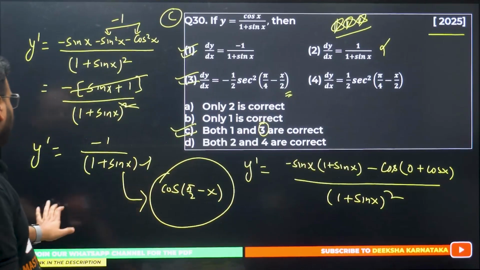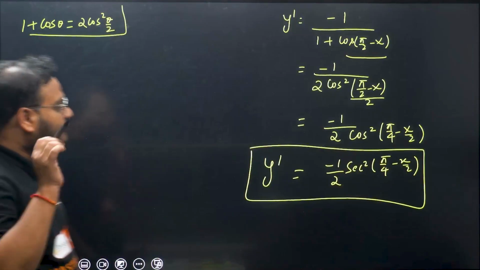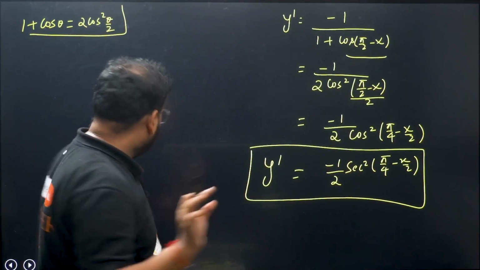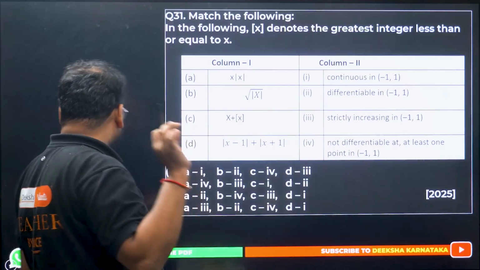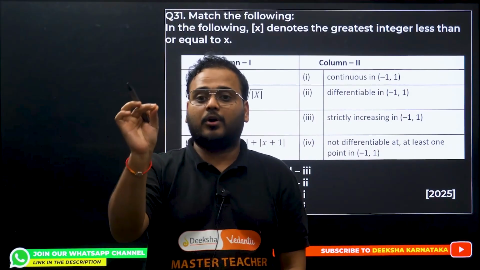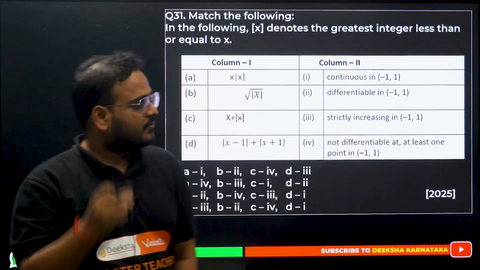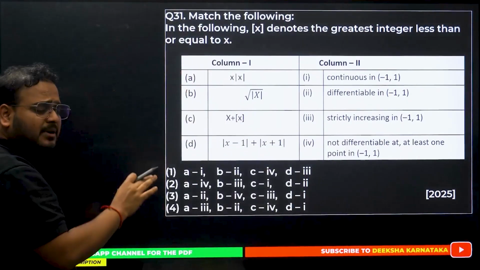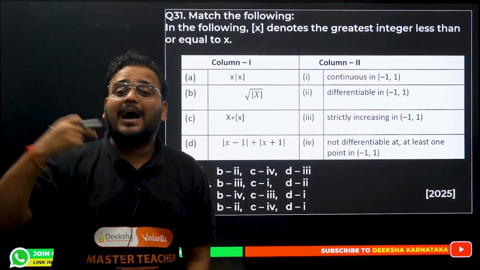Please pay attention. Question number 30. Let me know if question number 30 is clear for everyone. Please give me an answer right now, comment right now whether question number 30 is clear or not in your mind. Okay, now 31. Again a very simple question, but you have to apply your learnings.